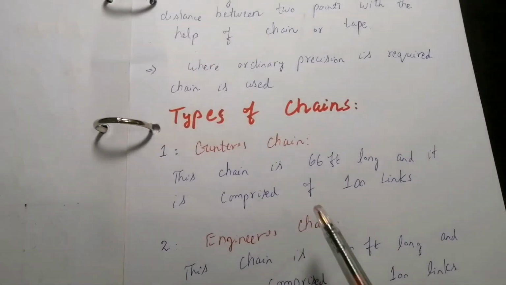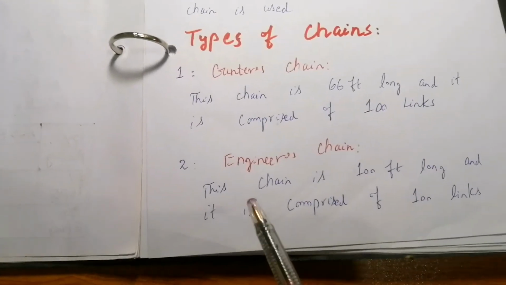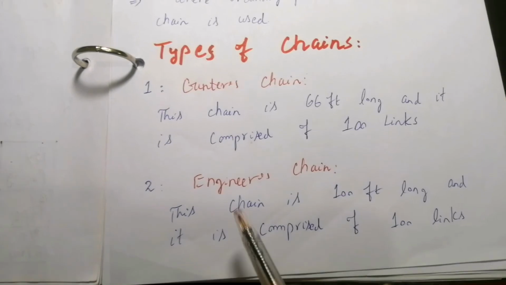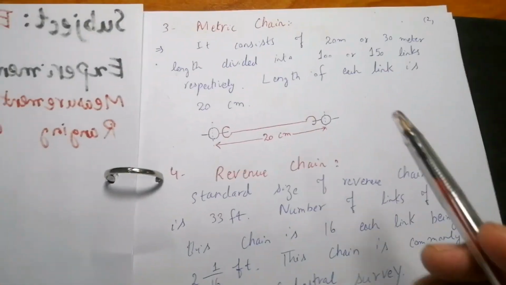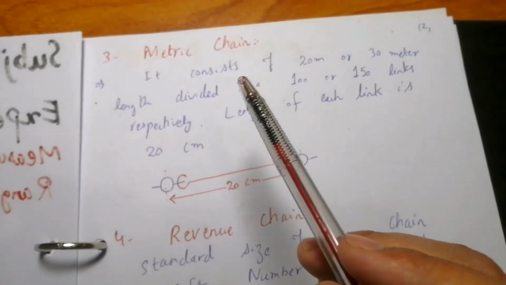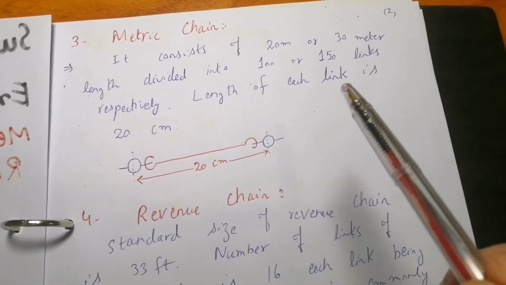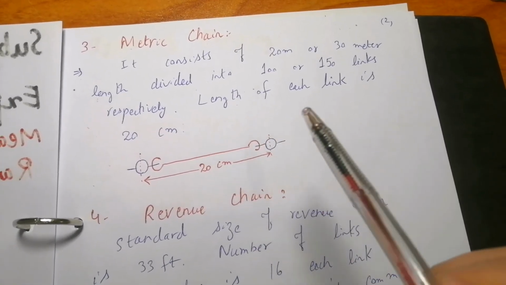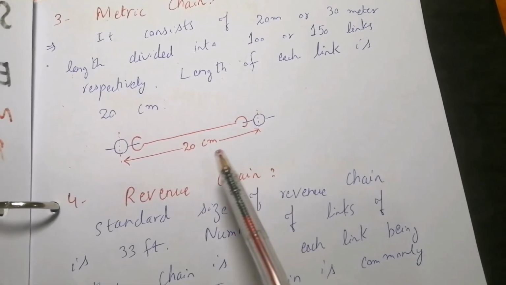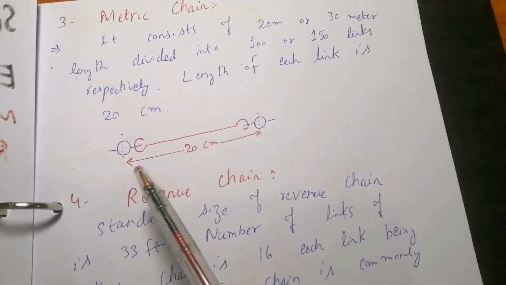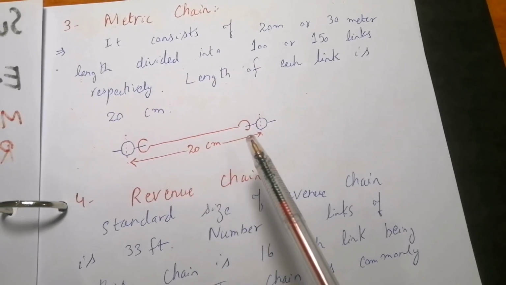This chain is 66 feet long and is comprised of 100 links. Engineer's chain: this chain is 100 feet long and it is comprised of 100 links. Metric chain: it consists of 20 meter or 30 meter length and is divided into 100 or 150 links respectively. The length of each link is 20 centimeters. So the chain is connected through links and we measure the distance through this. This is one link of any chain and it is connected in the form of a series.